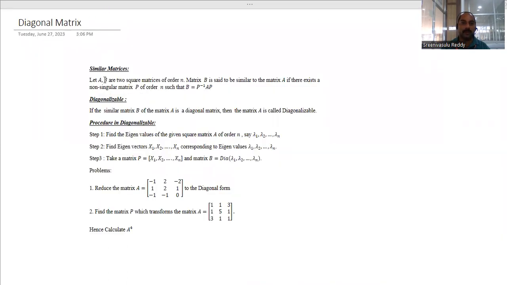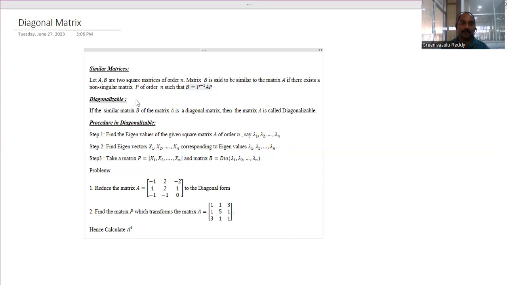In this concept, before going to diagonal matrix, we want to learn about similar matrices. Two square matrices of the same order are said to be similar matrices if there exists a non-singular matrix, that means whose determinant is not equal to zero, an invertible matrix P, such that B equals P inverse AP. Then A and B are said to be similar matrices. B is said to be similar to A.